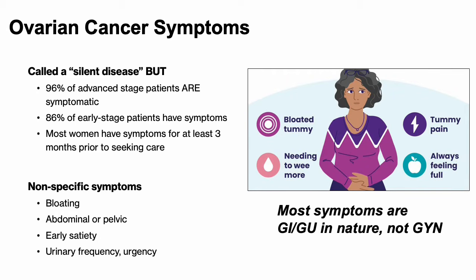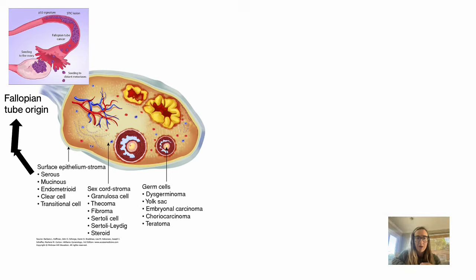Ovarian cancer is sometimes called a silent disease because we typically catch these at very late stages because the symptoms are non-specific, like bloating or belly pain or early satiety, urinary frequency. It's called silent because we don't pick it up, but women do have symptoms. They do. It's just mostly these are GI, GU in nature and oftentimes written off. And so we'll just kind of go over this.